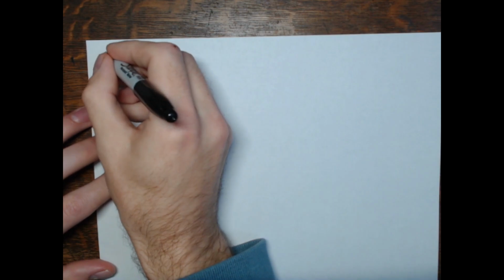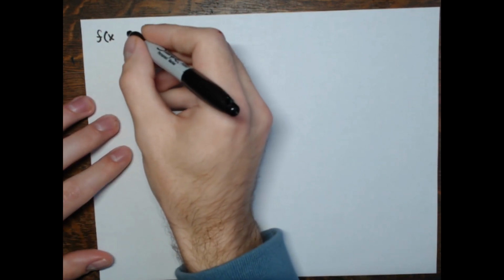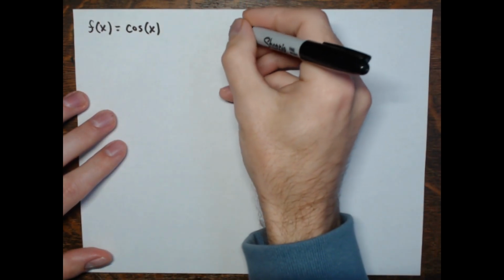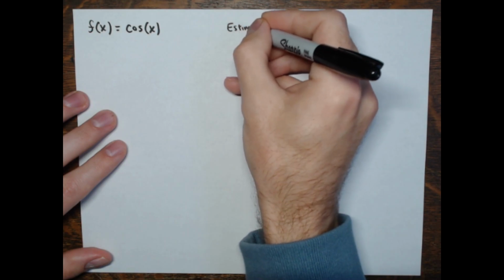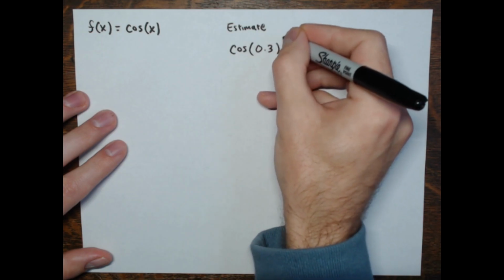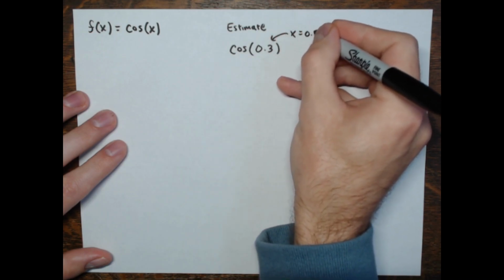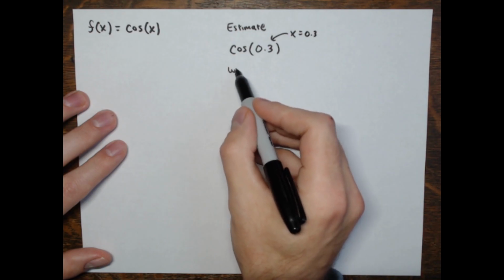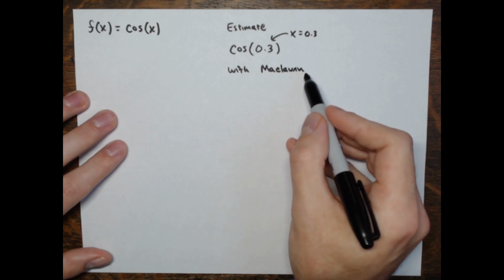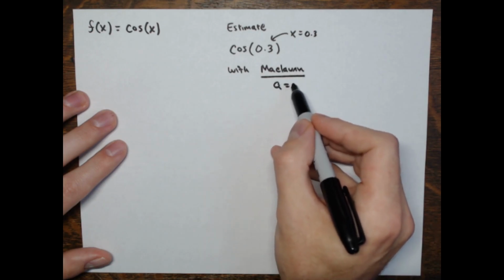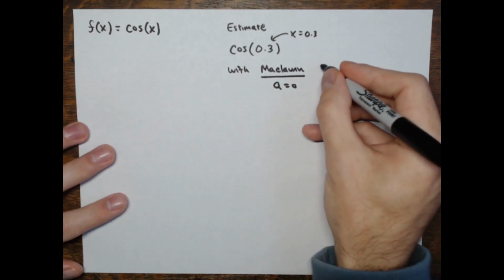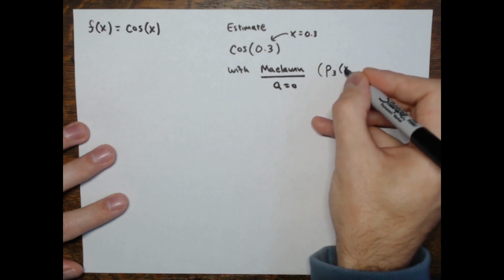All right, so the function here is cosine of x. We're estimating or approximating the cosine of 0.3, right? So that's the value of x equals 0.3, with a Maclaurin polynomial. So a equals 0. And they want the third Maclaurin polynomial, P3.